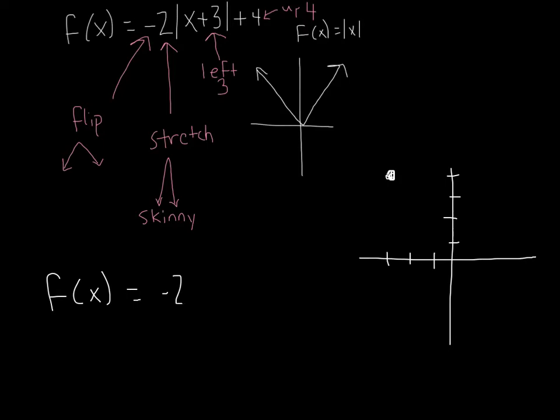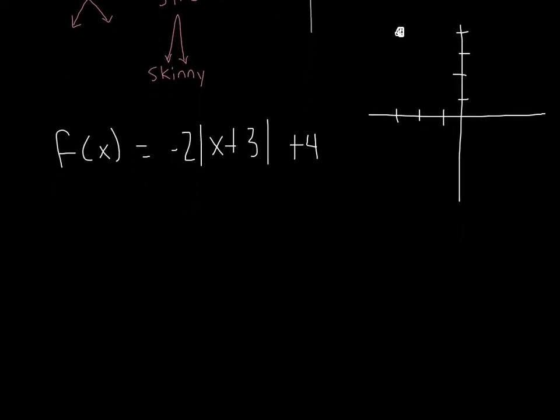f of x equals -2 absolute value of x plus 3, plus 4. Now, to make a t-chart, we want to pick points that are around -3 because we know that's going to be the center of that V shape. So let's pick -2, and then we'll pick -4 because those are equidistant from the center. The center is right here. Then let's pick -1 and -5.